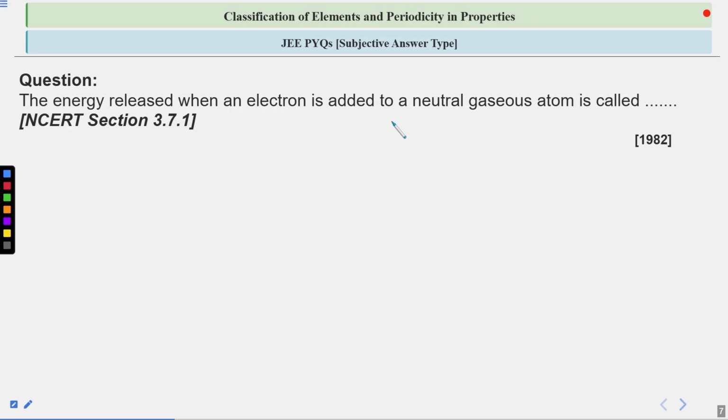Again, this is a subjective type, but be careful before answering this question. You may predict it wrongly because two very close terms are being used for the same process. But here it is said that you have to name the physical property which is related to the energy released when an electron is added to a neutral gaseous atom. So your time to solve this question starts now. We have already talked about the definition where we say that the energy released is related to a certain physical property.